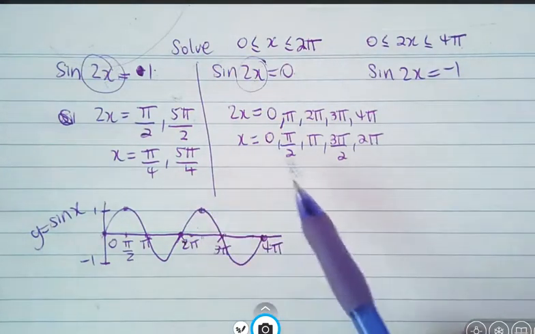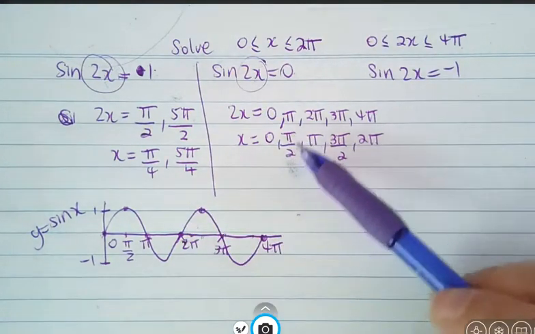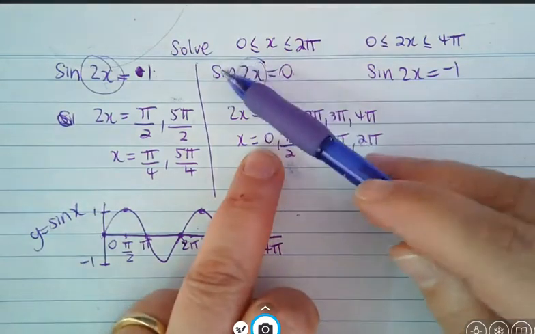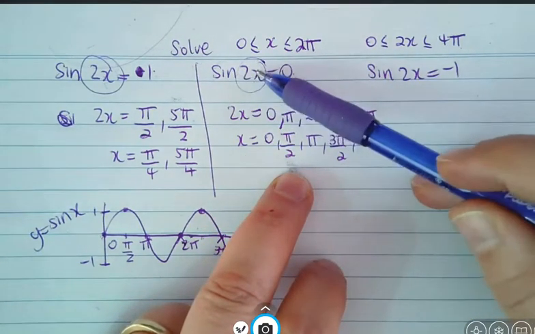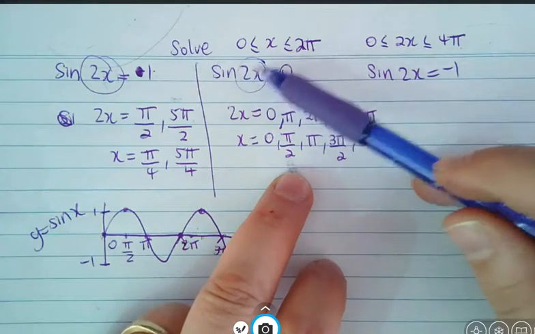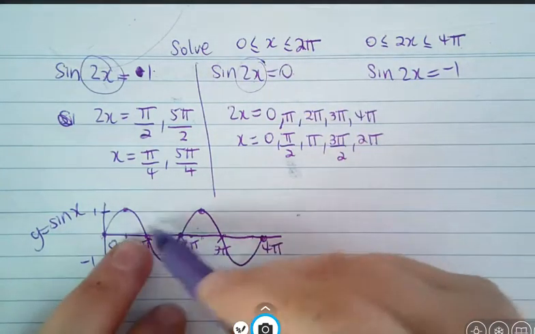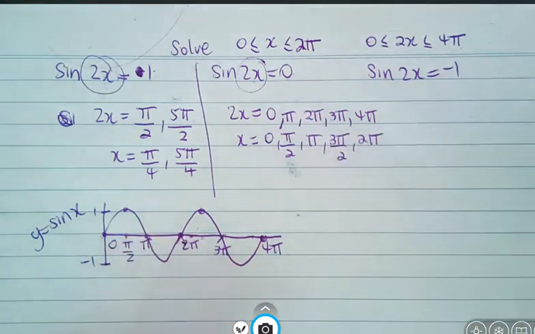Now you can test by substituting any of these in. When x is 0, you get sine 0, that's 0. When x is pi on 2, 2 times pi on 2 is pi. Sine of pi, that's my normal sine curve, sine of pi is 0, so yes, it works.